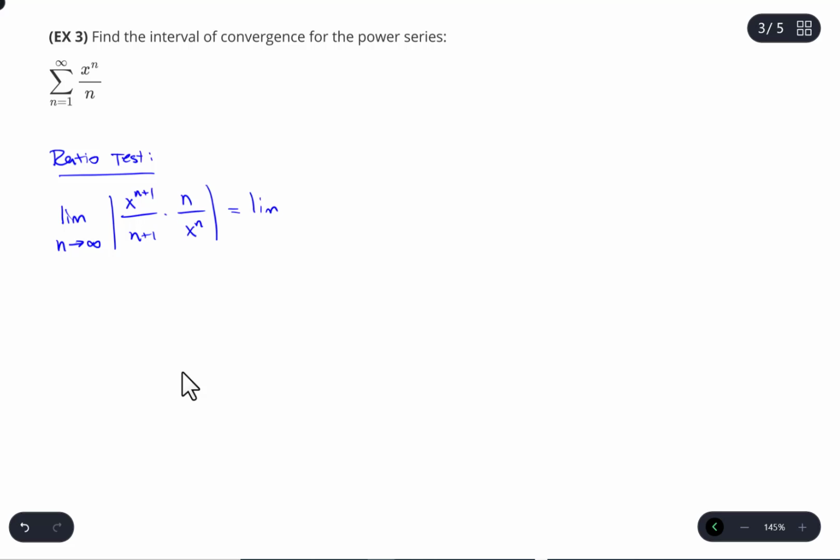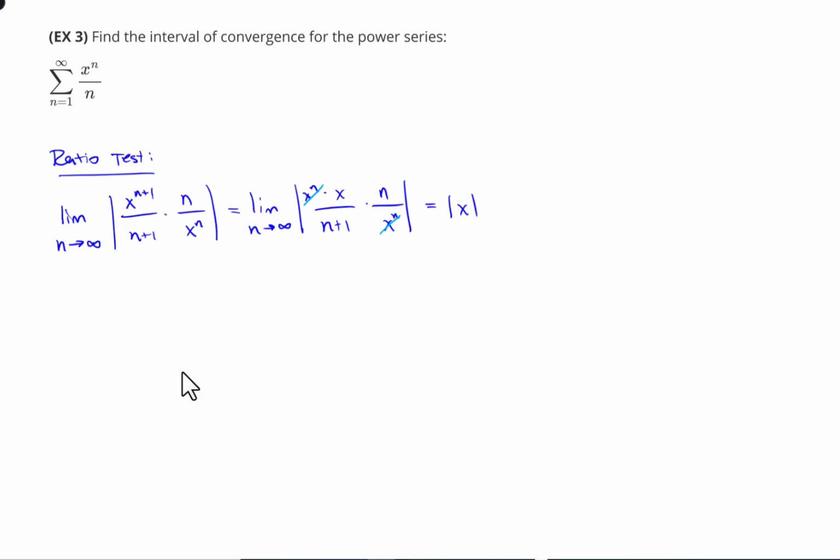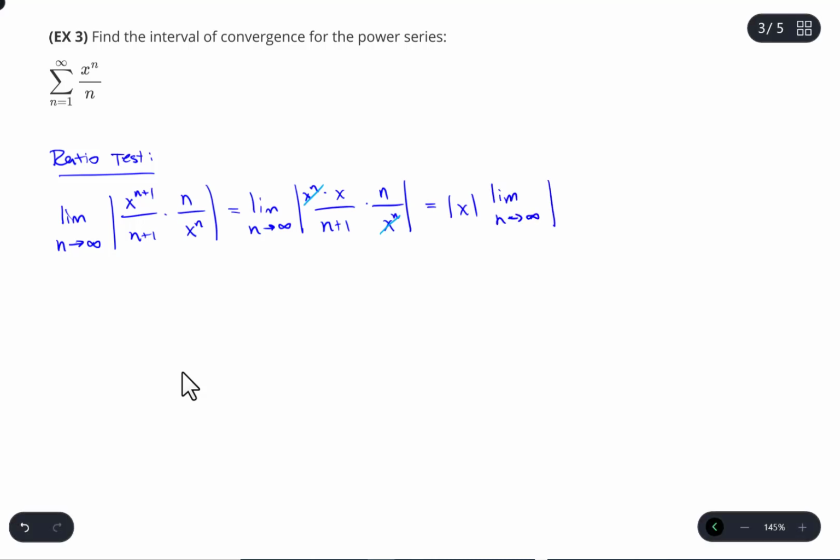Okay, so limit as n goes to infinity. This would be x to the n times x over n plus 1 times n over x to the n. This time the x to the n's cancel. x is still a constant here, so I could pull it out. I wouldn't need to put absolute value around it because it's not like x squared, which would always be positive anyway. But that's fine. And that leaves me n divided by n plus 1 inside this limit.